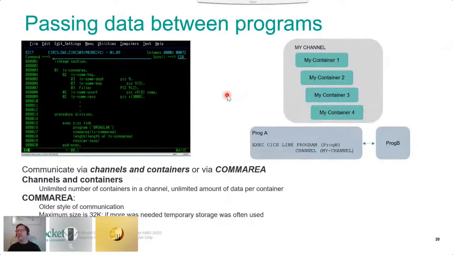Sounds very old school. So what IBM invented was something called channels and containers. A channel is a 16-character named area, and in it you can have named containers. So it's no longer via an address, very Java oriented. You refer to a channel and its containers only by its name, not by its address, right?